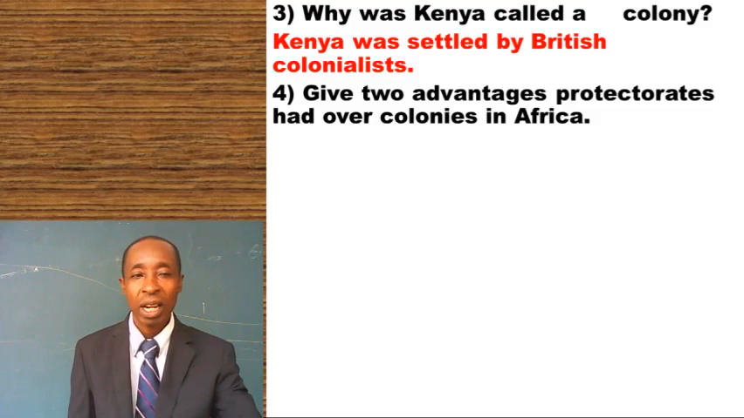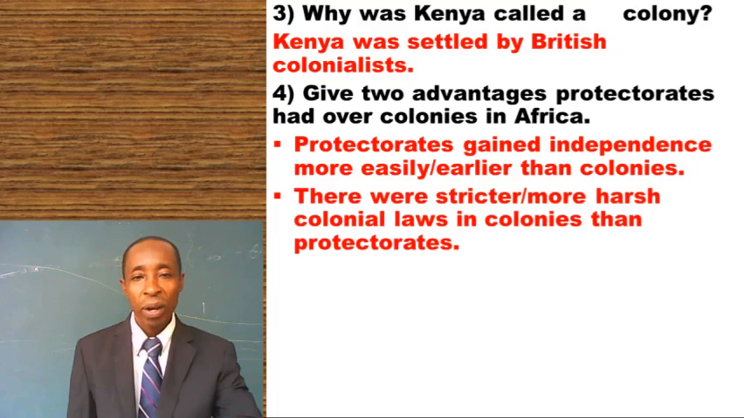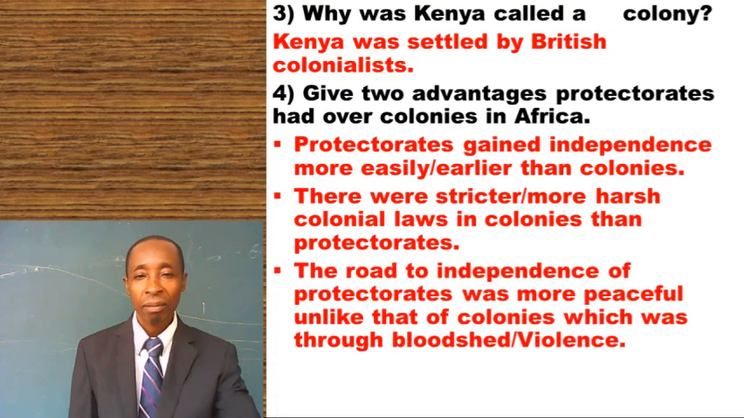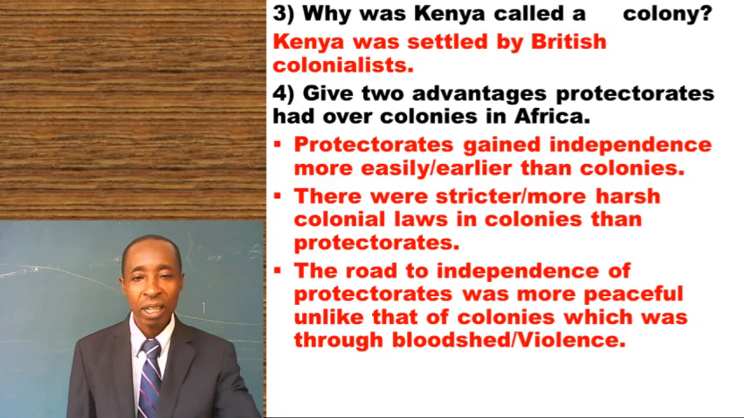Protectorates gained independence more easily than colonies. We will also say protectorates gained independence earlier than colonies. There were stricter colonial laws in colonies than protectorates. Also, you could say the colonial laws were harsh in colonies than protectorates. The road to independence of protectorates was easier, simpler, more peaceful, unlike that of colonies. Colonies gained independence through bloodshed or violence, while protectorates gained independence peacefully or through political parties.